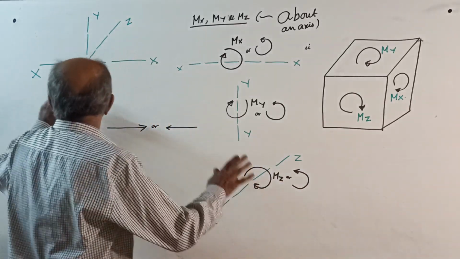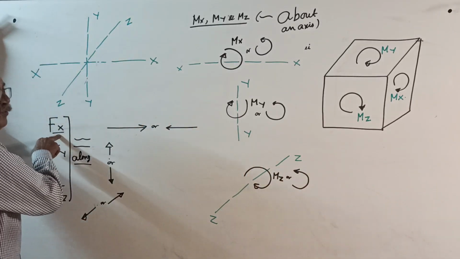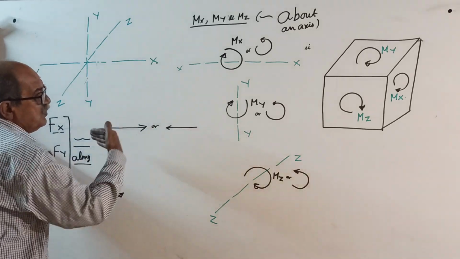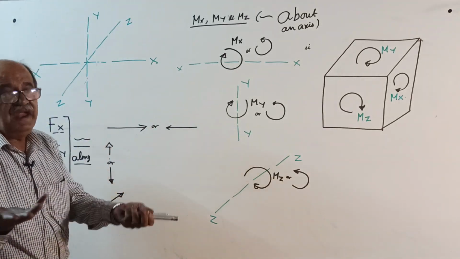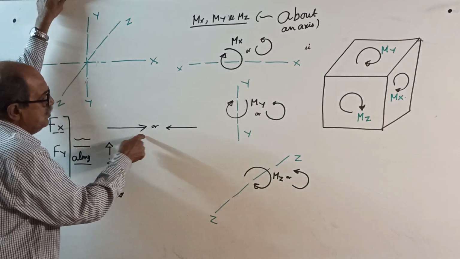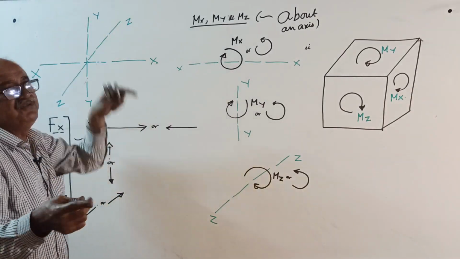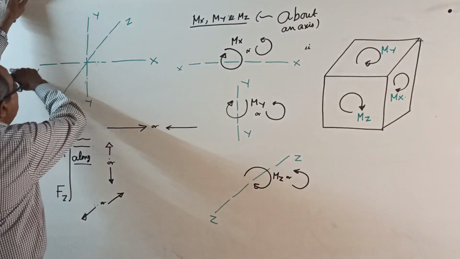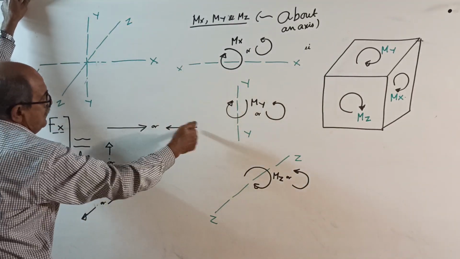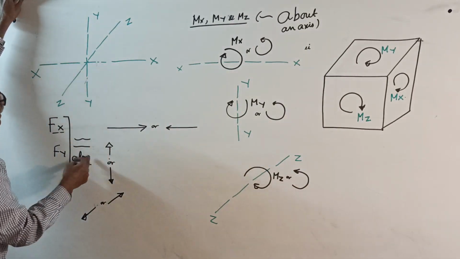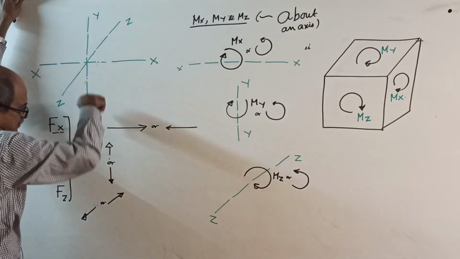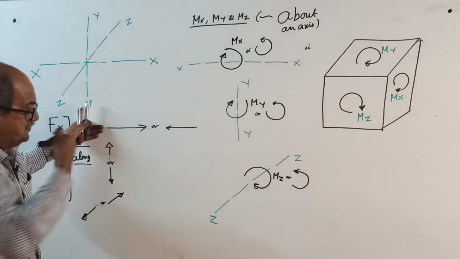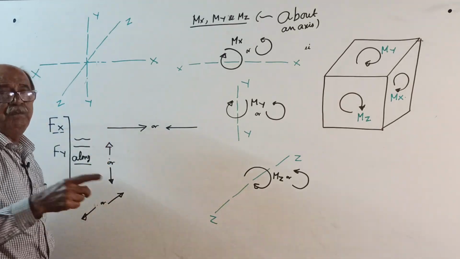Okay, now start. Fx, force along x, either this way or this way. No plus or minus. Later, if I take this positive, for this one we will use a negative sign, but right now, no sign. Along x, this way or this way. Along y, either this way or this way. Along z, I can't show it here, either this way or this way, perpendicular to the board.